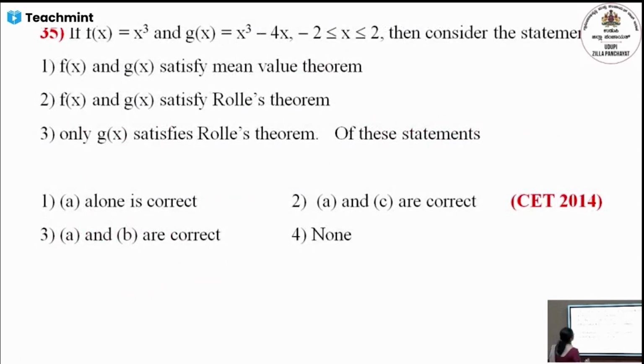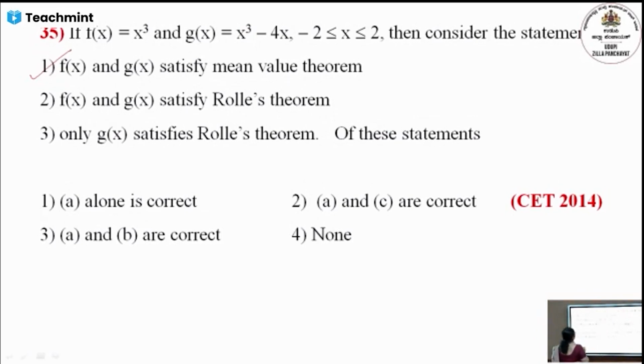Okay, f of x is x cube, g of x is x cube minus 4x. You have to say that g of x and f of x satisfy mean value theorem. That is correct. Mean value theorem, Lagrange mean value theorem says what? That the function should be continuous and function should be differentiable. Can you see that x cube is continuous and differentiable? X cube minus 4x is continuous and differentiable. So f of x and g of x satisfy mean value theorem.